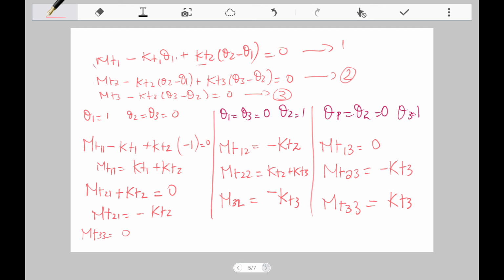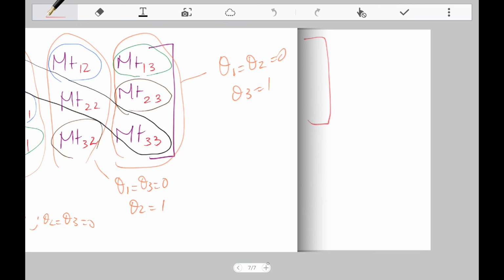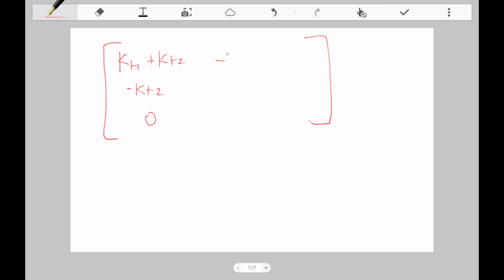Okay, so let's fill these up real quick. It's going to be negative KT2. This is KT2 plus KT3. Negative KT3, that's a 0. Negative KT3, that's KT3. Okay, excellent, good. We have found the matrix.